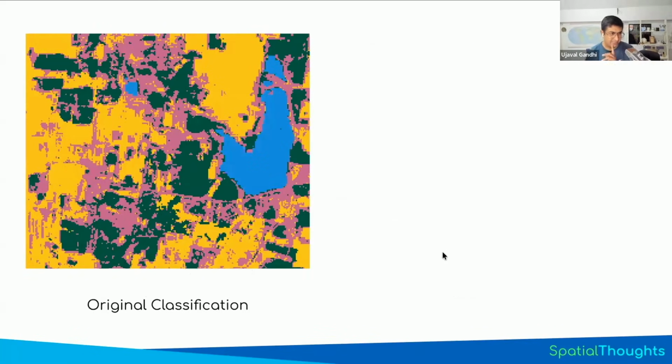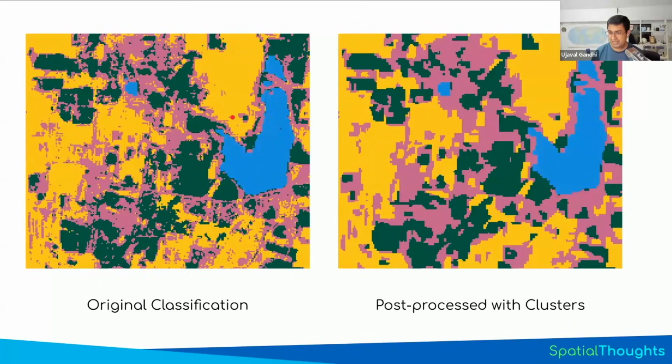Here's what the post-processing would do. This is our original classification. Notice that there are all these isolated pixels. You can see there's an isolated pixel here, and there are a few pixels here. If you do the clustering and post-process, you'll get something like this. You can see this looks much cleaner. All this high frequency noise is gone.